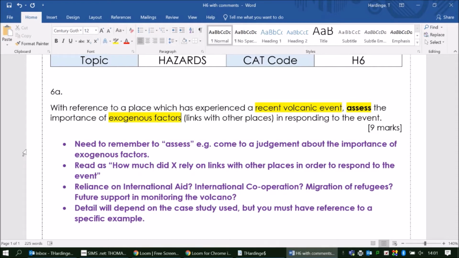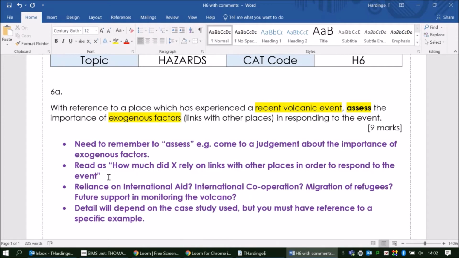So really we can interpret this question as saying, as I've written here, how much did X, being your chosen volcanic event or your place, how much did X rely on links with other places in order to respond to the event? How important were those links with other places in responding to a particular volcanic event? So you can start to think about whether they were very important or quite important or not that significant at all.